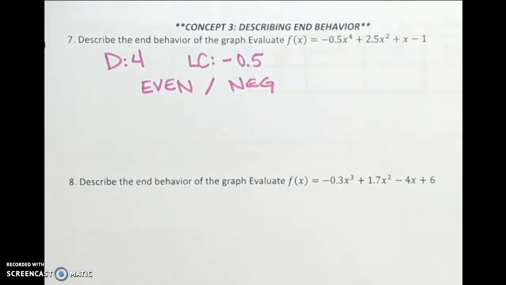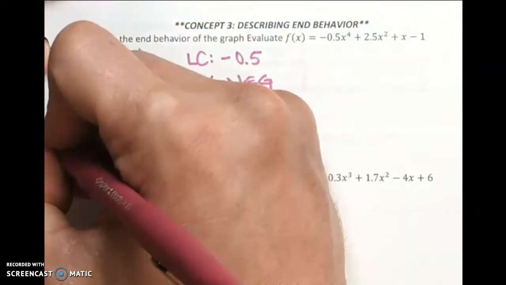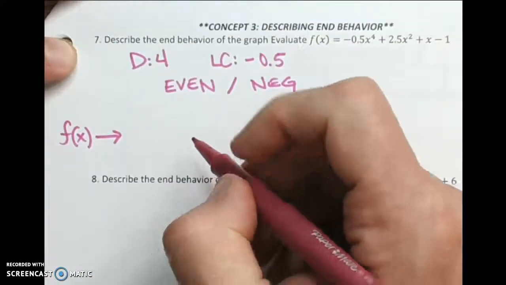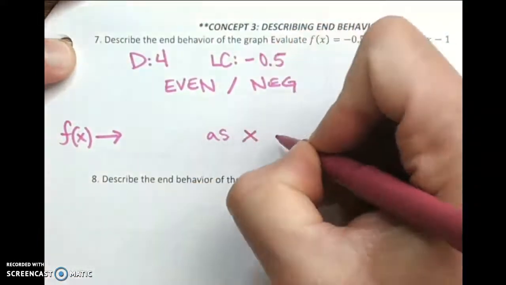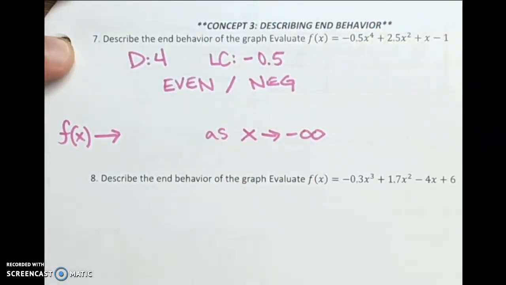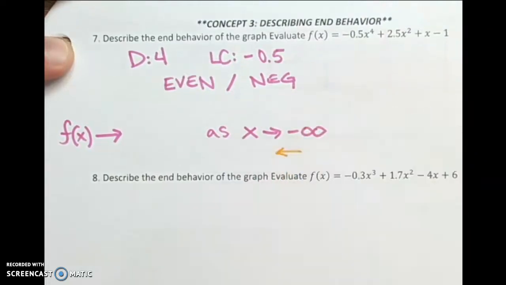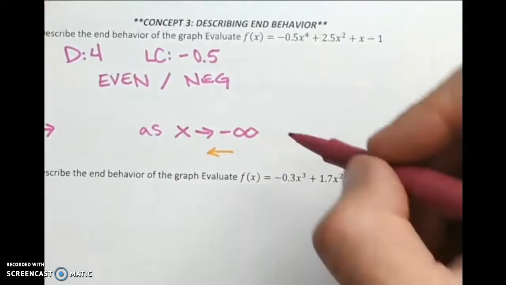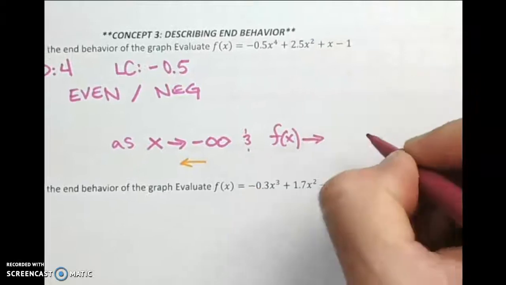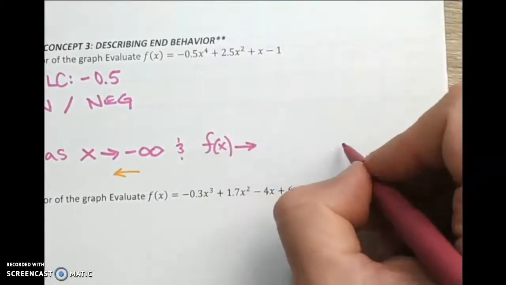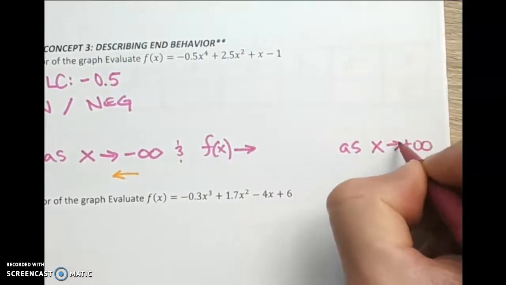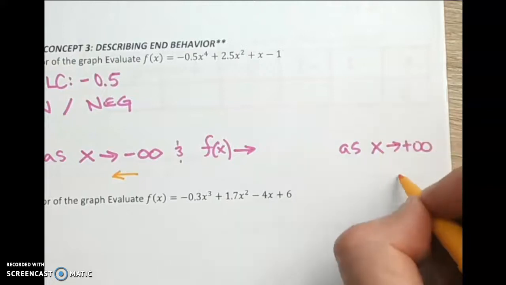Okay, so here's how I go about this. I write it like this. F of x approaches blank, because that's going to change, as x approaches negative infinity. What does that approaches negative infinity mean? It goes to the left. And then also, f of x approaches blank, that's going to change, as x approaches positive infinity. That's going to the right.